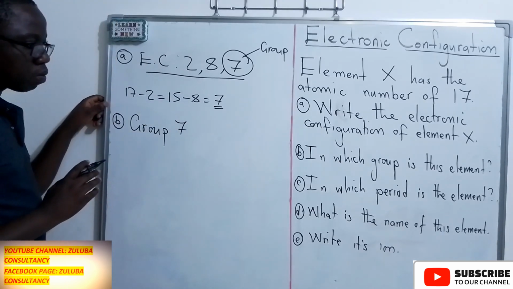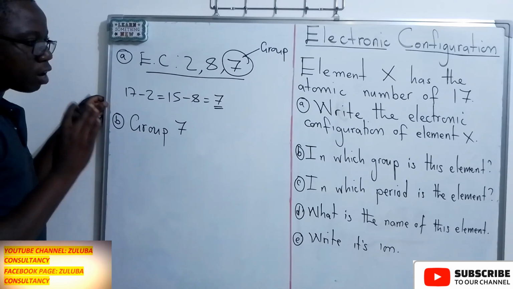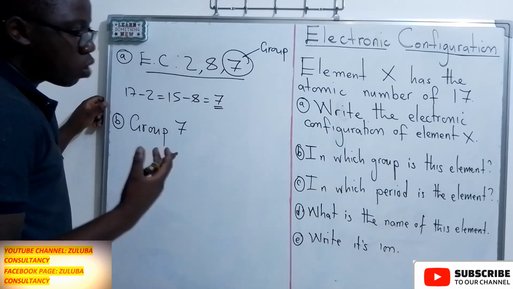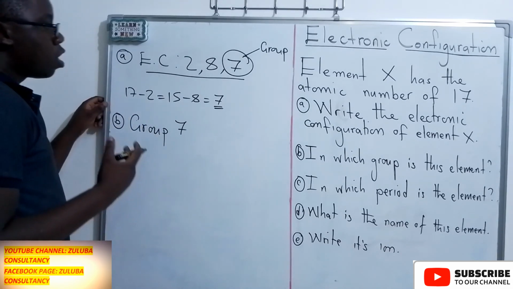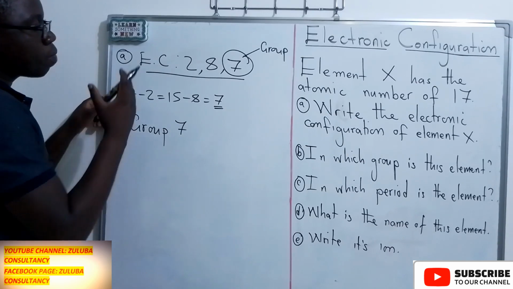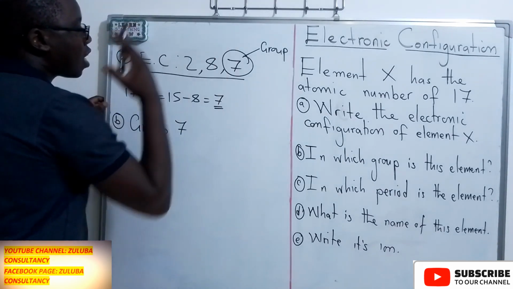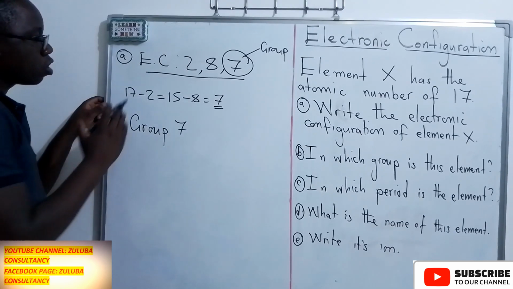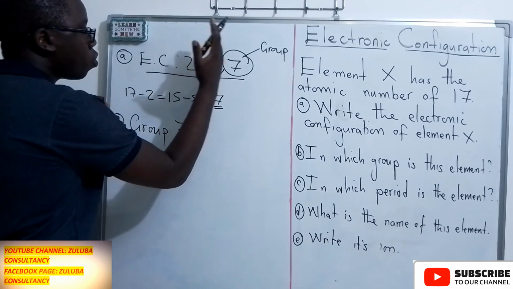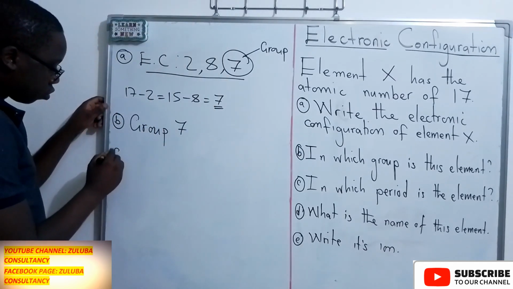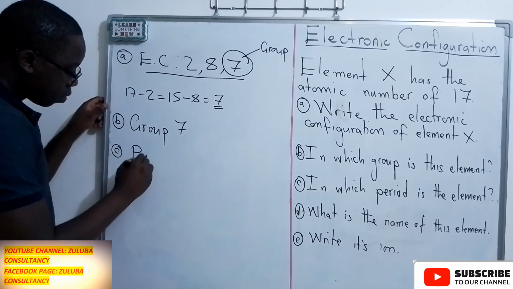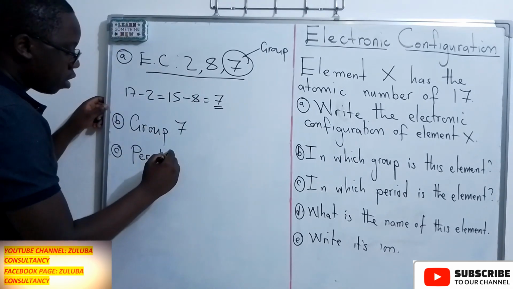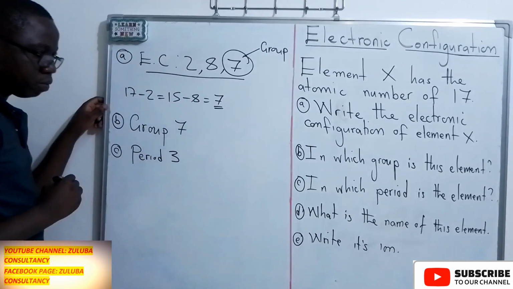When we go to C, C is asking us to identify the period of this element. In which period is the element? Now, the period is identified by the number of shells that are used up when coming up with the electronic configuration. So we have used 1, 2, 3 shells. So for C, we are saying the period of this element is period 3.